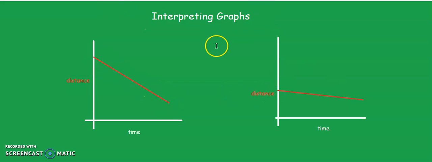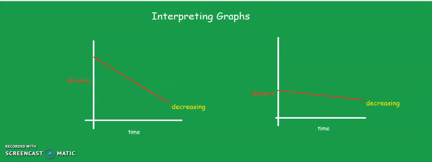So we can write that. Let's write that down. The distance is decreasing for both. They're both going down, so I'm going to write decreasing on each one. So they're both decreasing, but which one is decreasing faster? Which one do you think is decreasing faster?